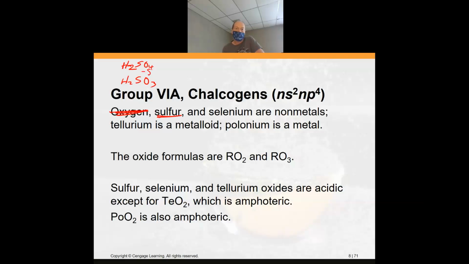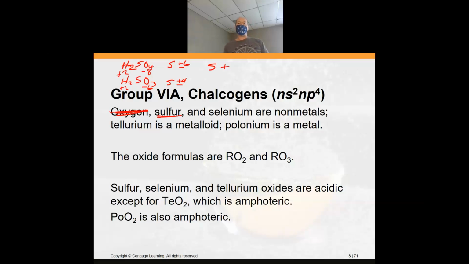Oxygen is -2, so that's -8. Hydrogen is +1, so that's +2. So sulfur here is a +6. Same thing down here. You got 3 oxygens, -6. 2 hydrogens, +2. This sulfur is a +4. So those are the 2 oxidations that you're going to have for sulfur.